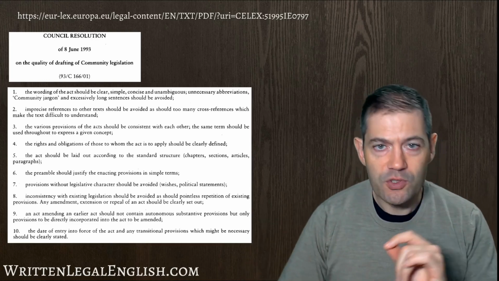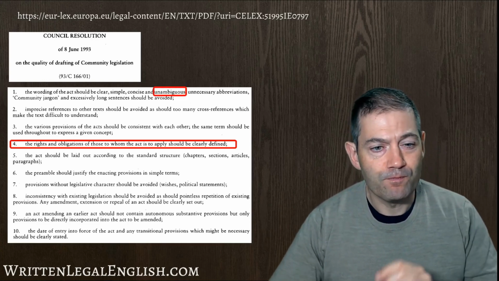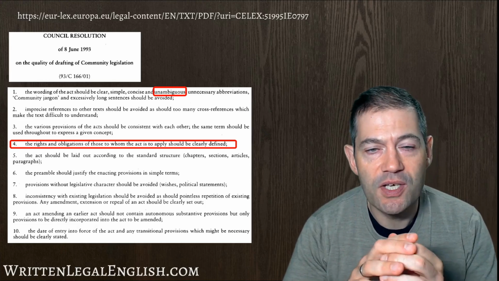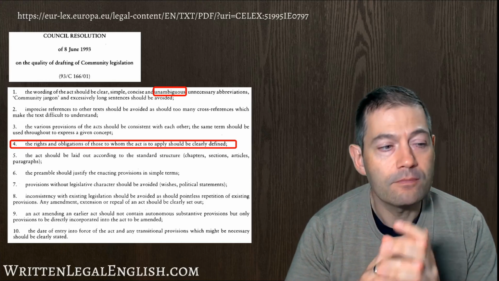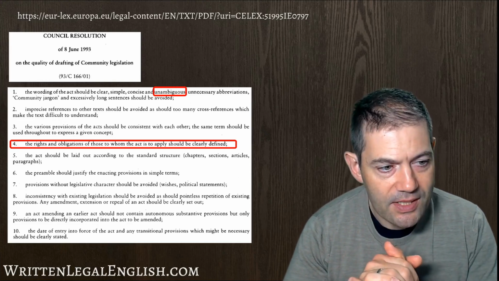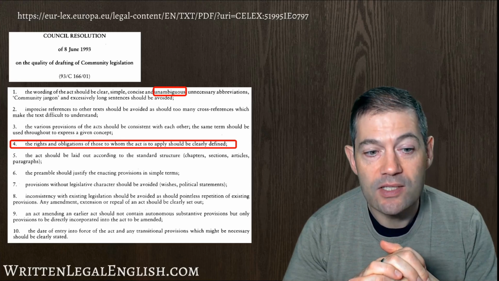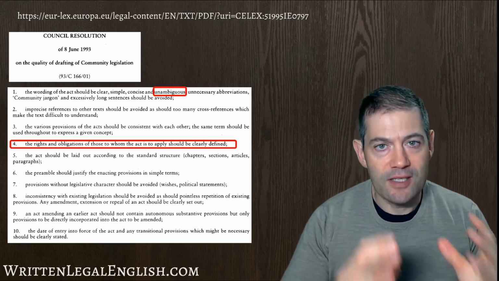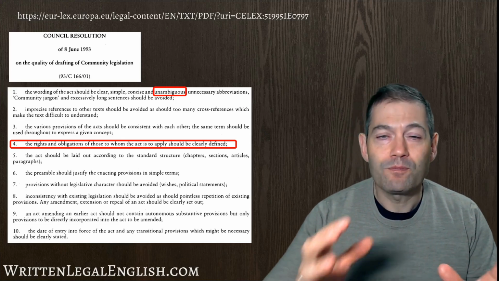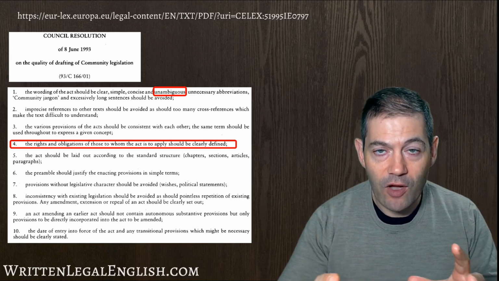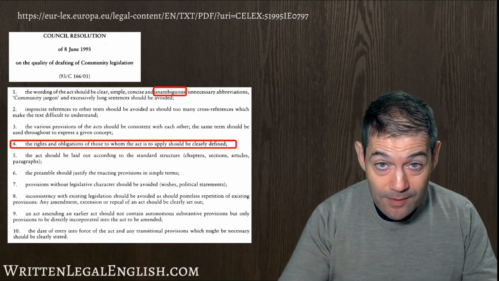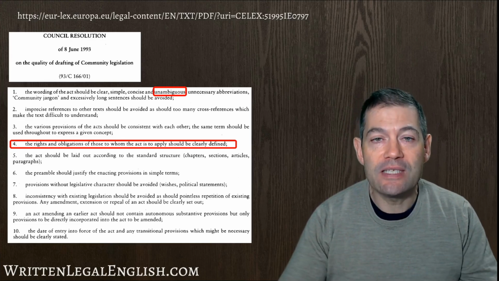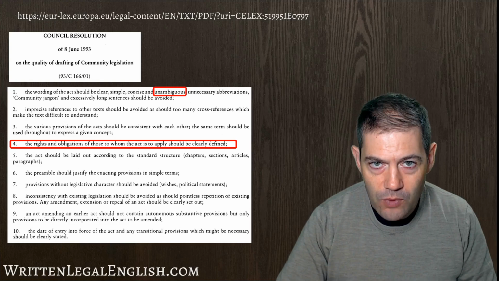For today's video, I want to focus on two issues. In point number 1, it says the wording of the act should be clear, simple, concise and unambiguous. In point number 4, it says the rights and obligations of those to whom the act is to apply should be clearly defined. So if someone has to do something, it should be very clearly defined who it is and what it is they have to do. And it should be written in an unambiguous way.